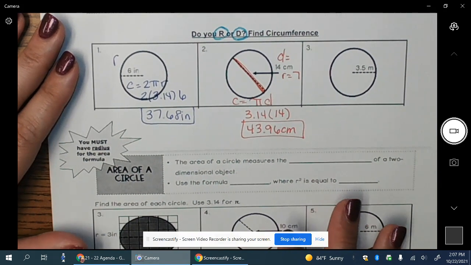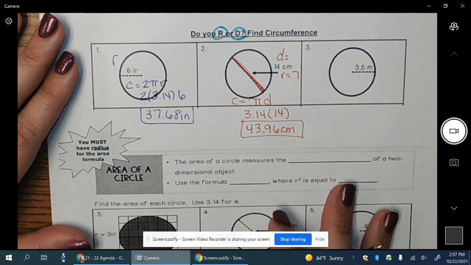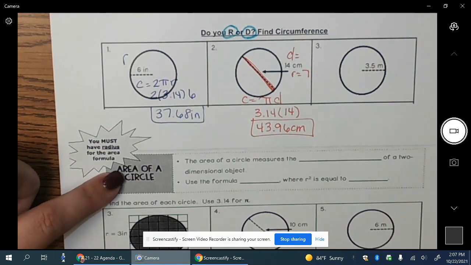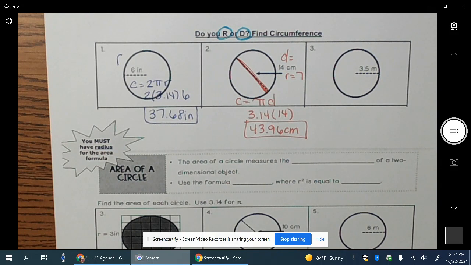Are there any circles on the... Is there any square number? For area. But for circumference, no.